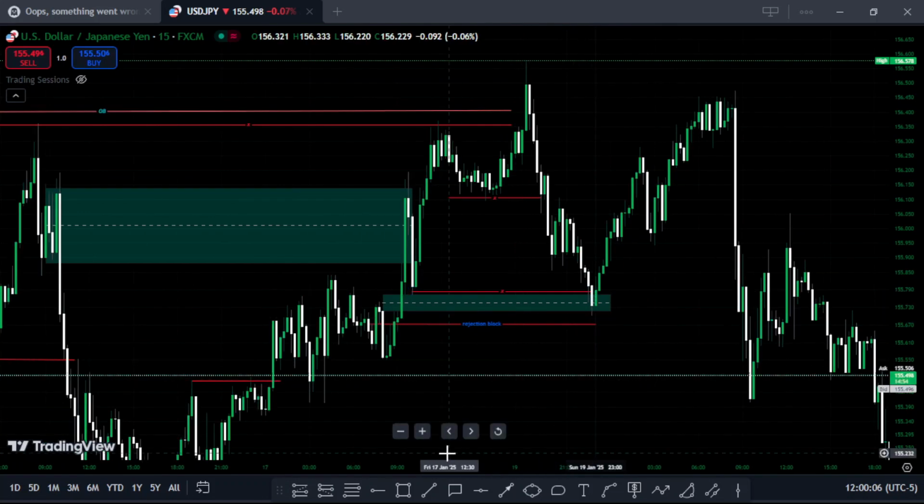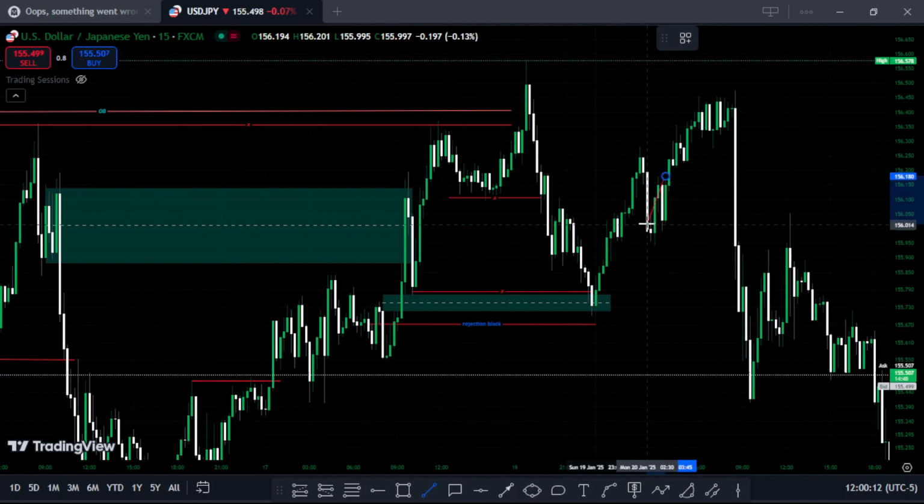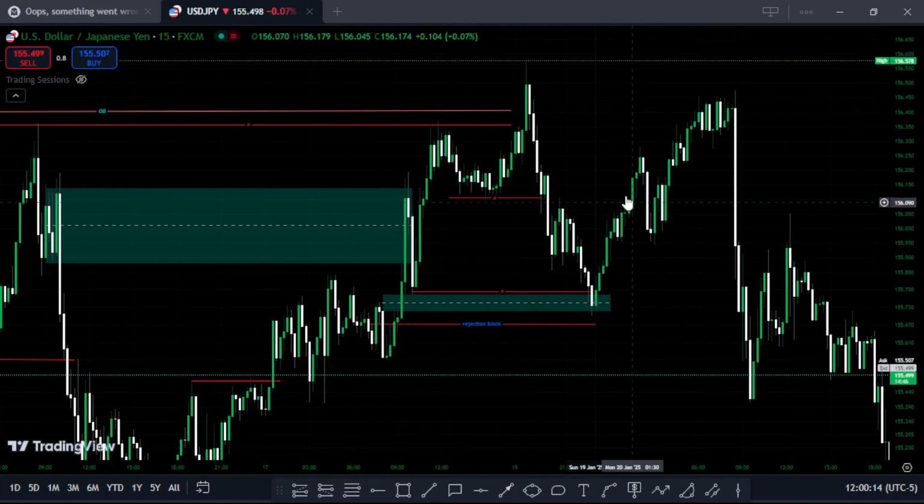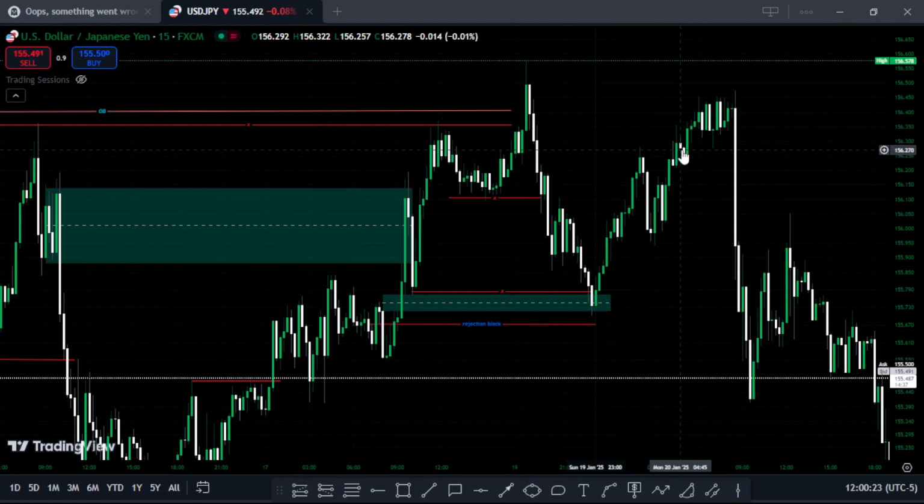Okay, but I wasn't there on this trade. So this is where I took the trade over here. This is where I bought. I wasn't here. If I was here, I would have taken the trade. But when I opened my TradingView, I found price had already gone up.